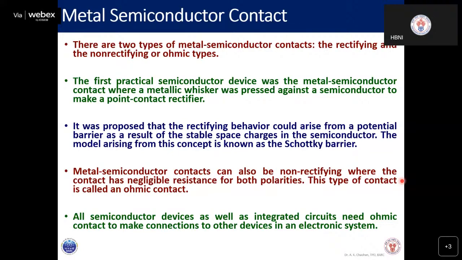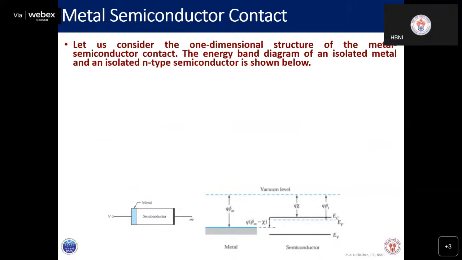So for that, one has to make connections, following ohmic contacts. Ohmic contact means direction independent. So let us consider the one-dimensional structure of the metal semiconductor contact. Suppose a semiconductor and a metal is fused over this semiconductor on one side, and then we can have a contact here, and then you apply voltage.